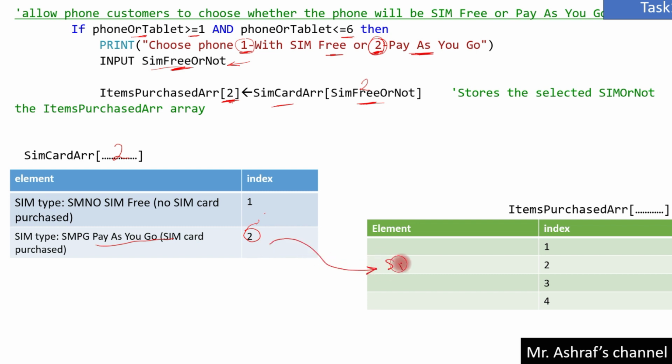Okay, so this is the SIM card type, and the first one was for the device, phone or tablet. It will be stored in the items purchased array. But if he chose one, then one will be stored here. I hope you can understand and get this point.